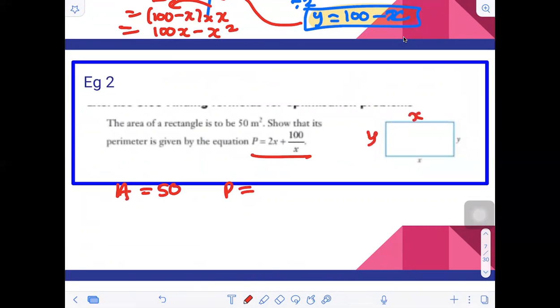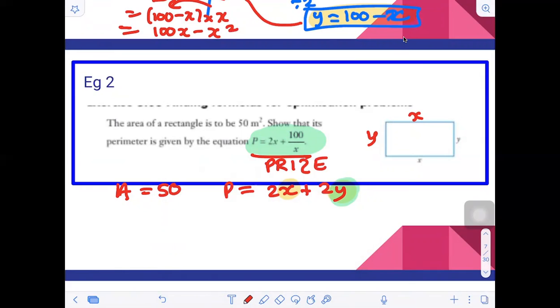So if you're getting the perimeter here, that would be 2x plus 2y. So at the moment, it's in terms of two variables. We have to get rid of the one variable, which is the y, because if you look at our prize, this is our prize, it is all in terms of x.